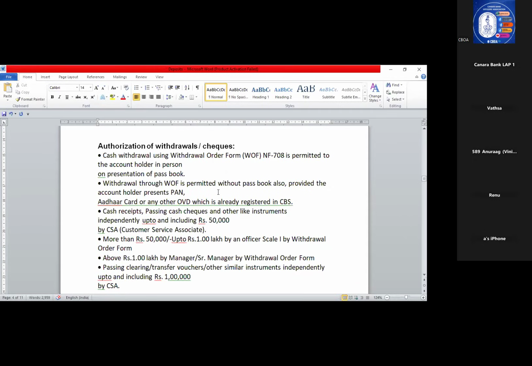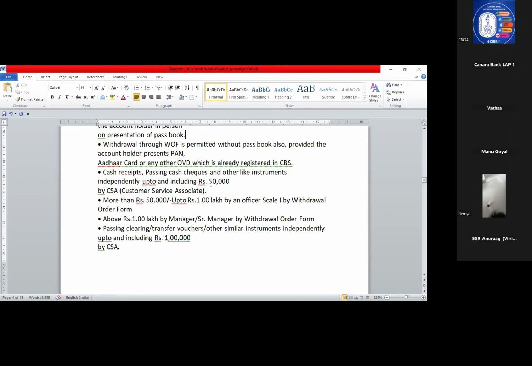Withdrawal through withdrawal order form is permitted without the passbook. That means with any OVD, it can be permitted, they say, but normally with the passbook only, we should submit the withdrawal order. We should give the withdrawal order form. Okay. Cash receipts, passing cash checks and other instruments independently up to and including 50,000 for CSAs. More than 50,000 up to 1 lakh by Scale 1 officer, above 1 lakh by manager or the senior manager, by withdrawal order form. Okay.